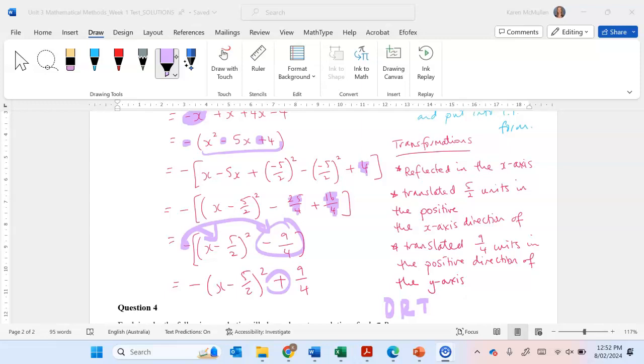Now, if you do have it in turning point form, then you do follow DRT. Okay, so dilation, reflection, translation. You can do reflection, dilation, translation. All right, so this negative means it's been reflected in the x-axis.